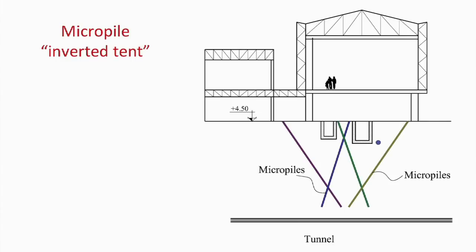And this is another mistake also. This was in the project also. So in order to protect this part of the Terminal 2, they decided to use, as has also been used in other cases, this so-called inverted tent using micropiles. So you look at this, and you say, well, where are those piles going? You know, this is the tunnel here, so they will move down. So what is the purpose of this? This was also removed from the project.